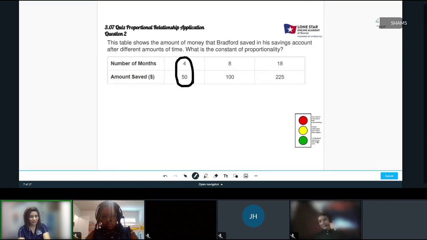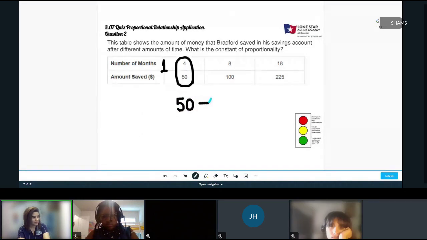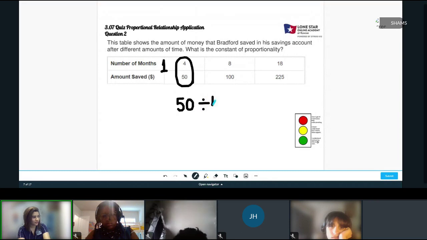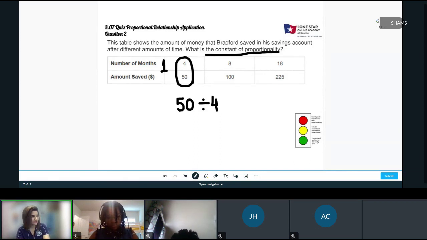If we are doing this one, Paxton, and you want to find for 1 month, right? What can you do? Use this information. You'll divide 50 by 4, and you will know how much money was saved in 1 month. Because you know how much is saved over 4 months, you can find for 1 month. Finding for 1 is finding the constant of proportionality. Does that make sense, Paxton? Paxton, that makes sense? And third variety, I'm not sure how your question looks like.